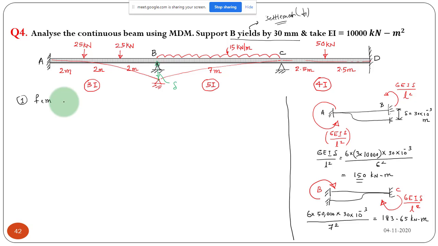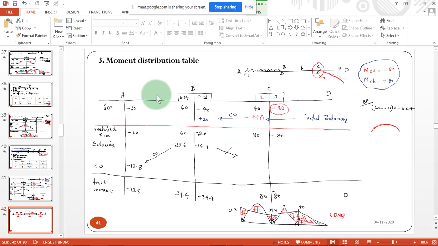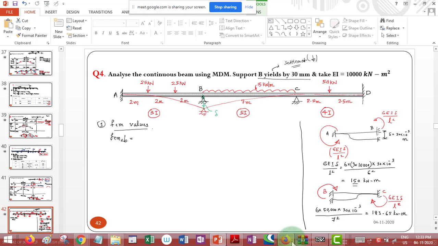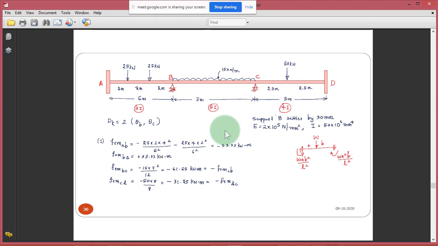Yes. The first step is the FEM values. What is the value of FEM AB? You can find the FEM due to this two-point load, and I am not doing it because I will just give the reference. This question is actually the same question which we have done in the slope deflection method. Look at the question. I am doing the same question only by using different methods. Anyway, the loading is the same.